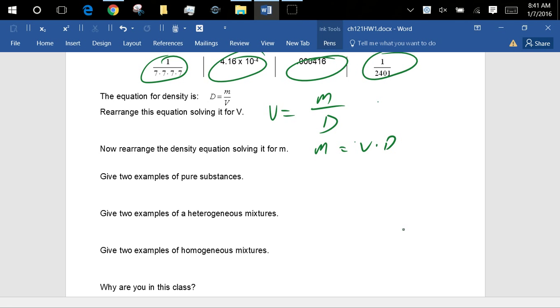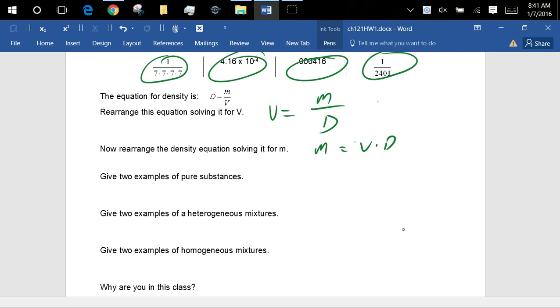Give me a couple of examples of pure substances. We don't have that question. Cool. That was the last one? Yeah, this density one was the last one. And why are you in this class? Awesome. All right, well, I guess it didn't upload. I added some questions to it, but all right, no worries.